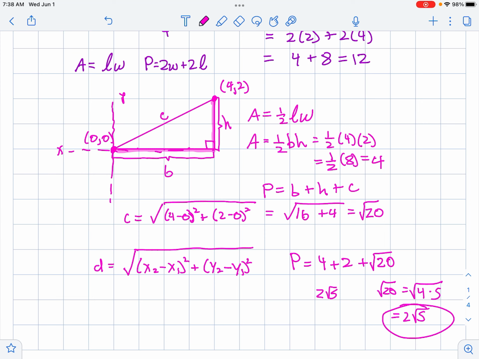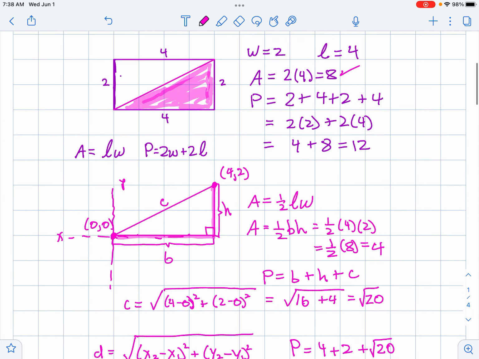If I talk about the square root of 20, I know that's a little bit bigger than the square root of 16 and a little bit less than the square root of 25. So in other words, I know the square root of 20 is between 4 and 5. So I just like to leave it. Unless it's a perfect square, I just leave the radical in there. Okay.